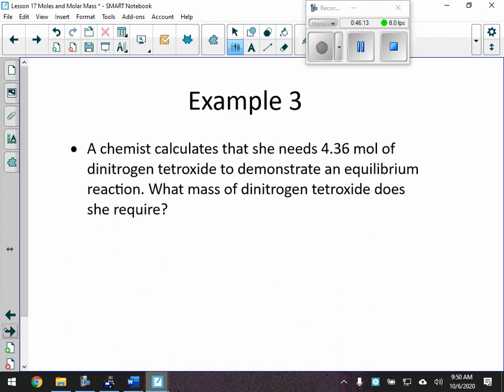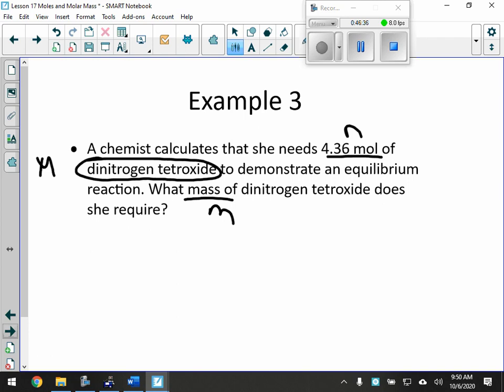Good. Last one here. 4.36 moles. n. What is the mass of dinitrogen tetroxide? And of course, dinitrogen tetroxide is my formula. Good little review. We haven't done this for a while probably. And I can find out big M from there probably. Yeah, molar mass. Correct? Okay.